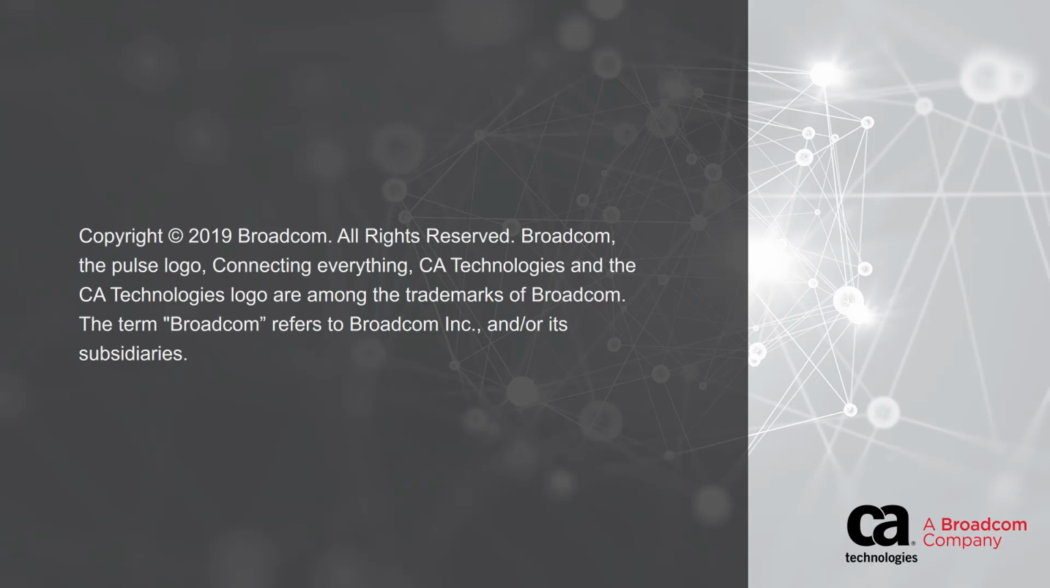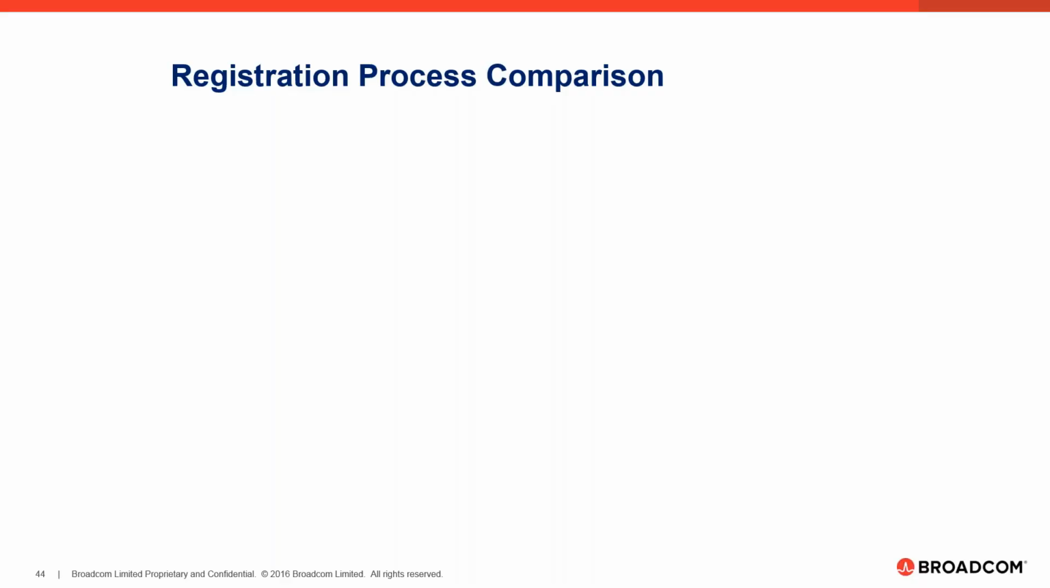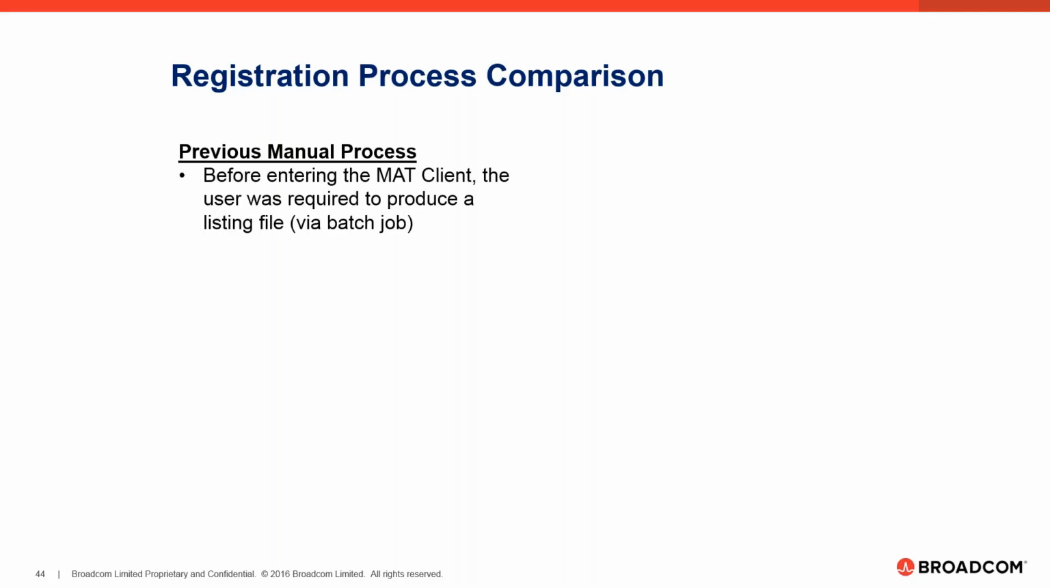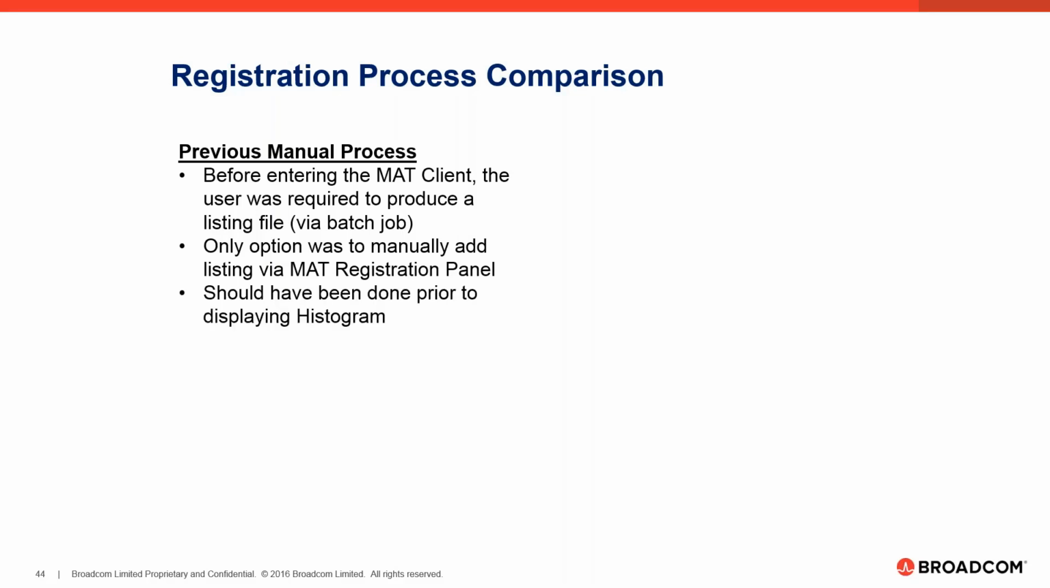The comparison between what we're doing today and what we used to do is quite interesting. In the previous process, it was all manually done. Before entering the MAT client, the user is required to produce a listing file. And the only option was to manually add that listing via the registration panel. These things should have been done prior to displaying any histograms. They could have been done when the histogram was displayed, but there would be a little sidestep in order to do that. And I'll explain that in a minute.